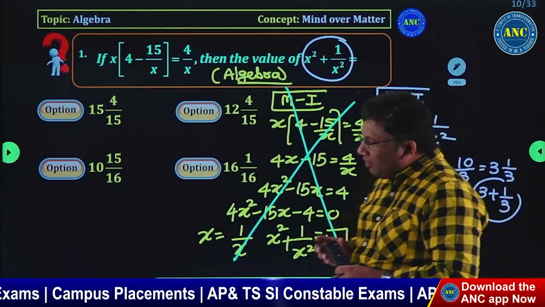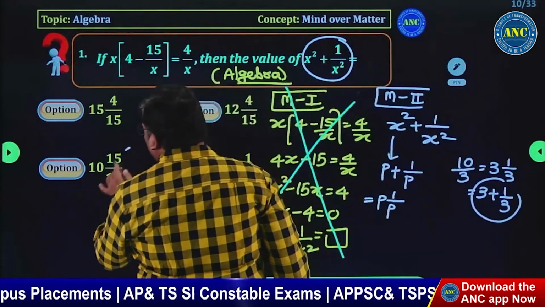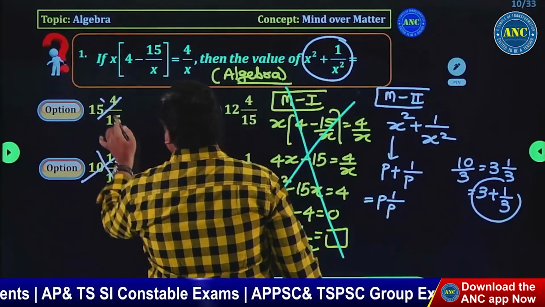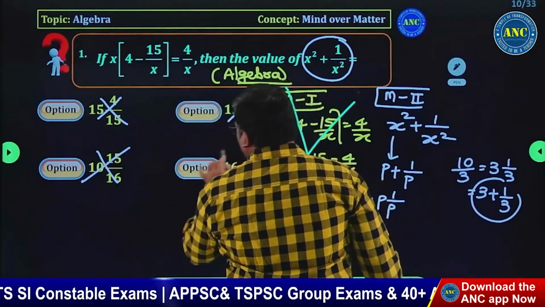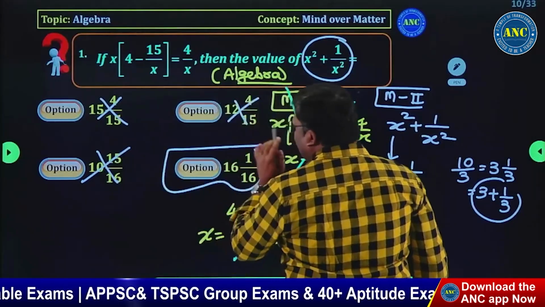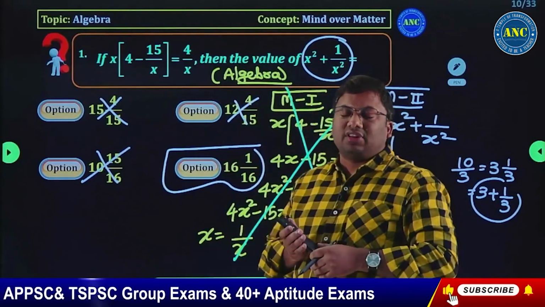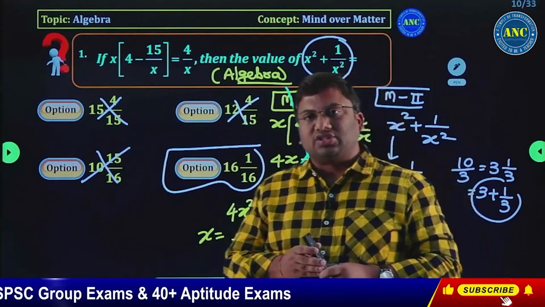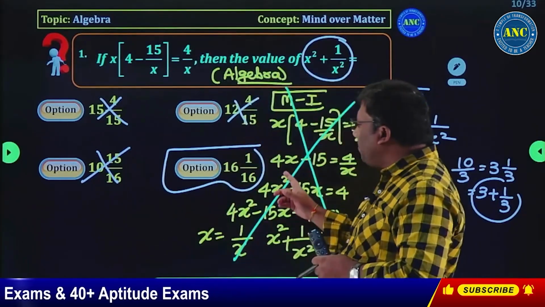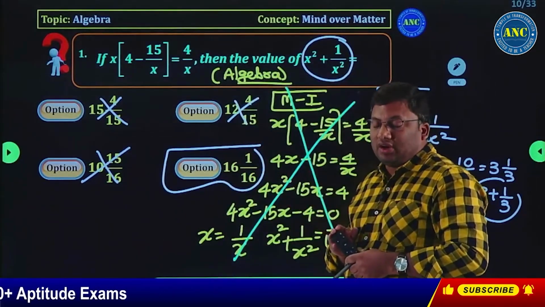Which option is of the form p 1 by p? It is not, it is not, it is not. The answer for this question is 16 1 by 16. The reason is that the only option which is of that form is 16 1 by 16.